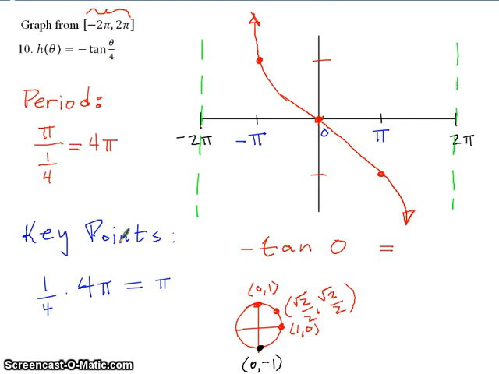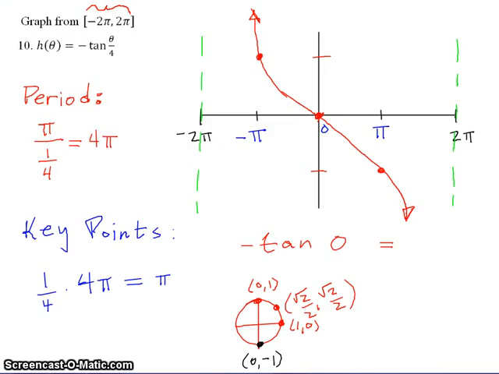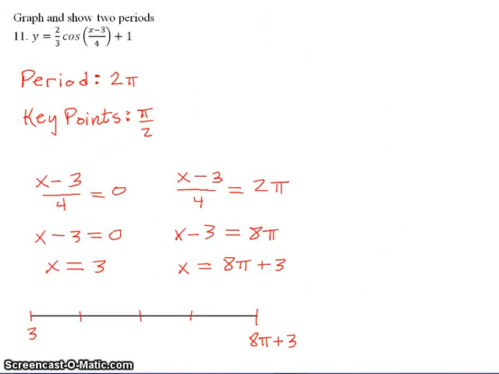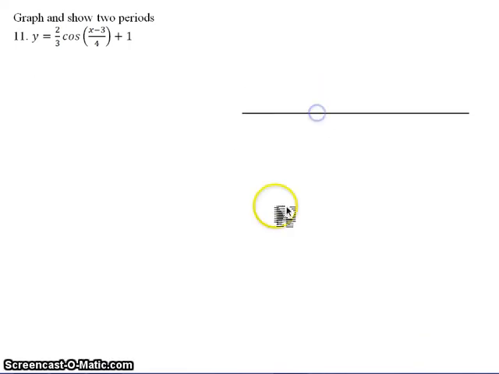Okay, let's move on to our last problem here. This one was the extra credit one, the doozy. So what we want to do here is to graph and show two periods. Let's move on to this question. And so we're going to first start off by figuring out what our period is.